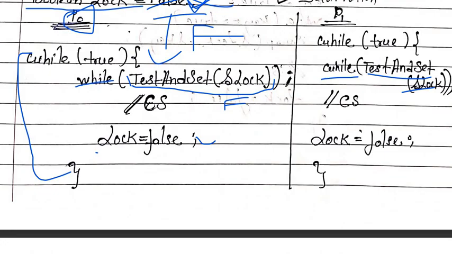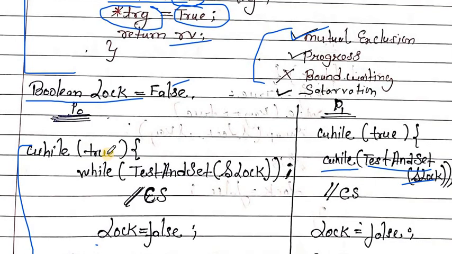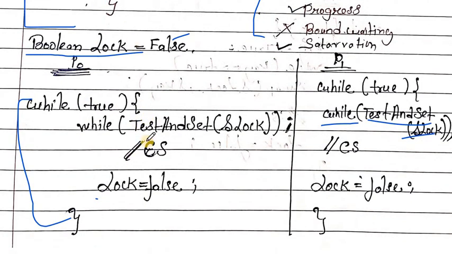Now check the progress. To check the progress, first P0 tries to enter the critical section, then P1. Here P0 tries to enter the critical section. First check the condition: is lock false? It comes false, make it true. P0 is in the critical section. After completing the critical section, make lock false. Okay, P0 executed the critical section.